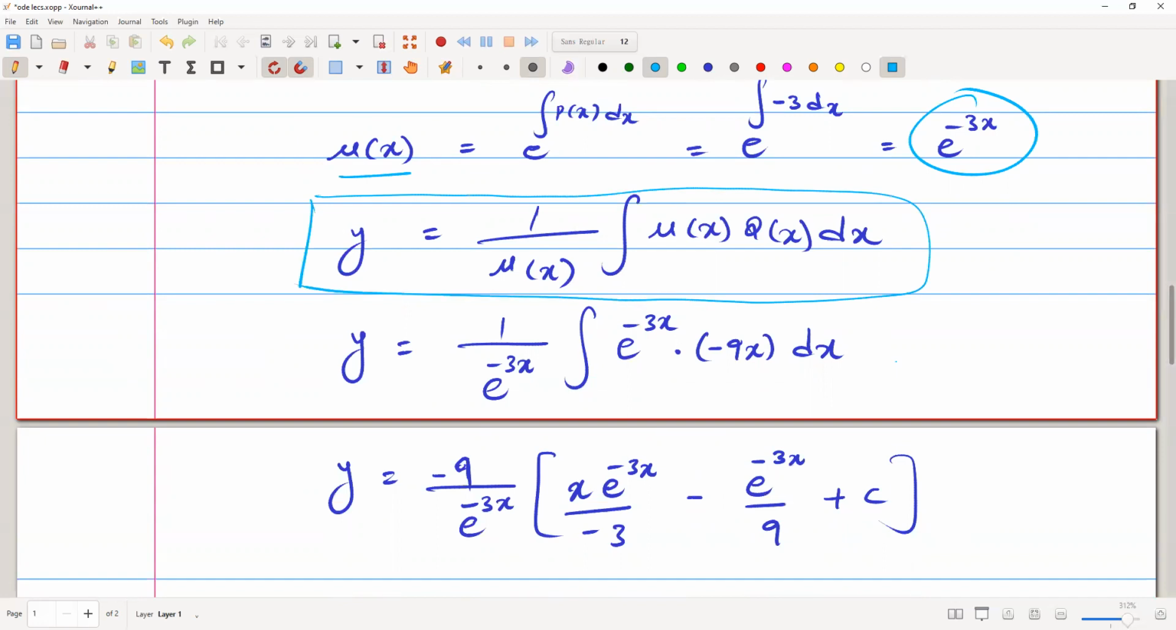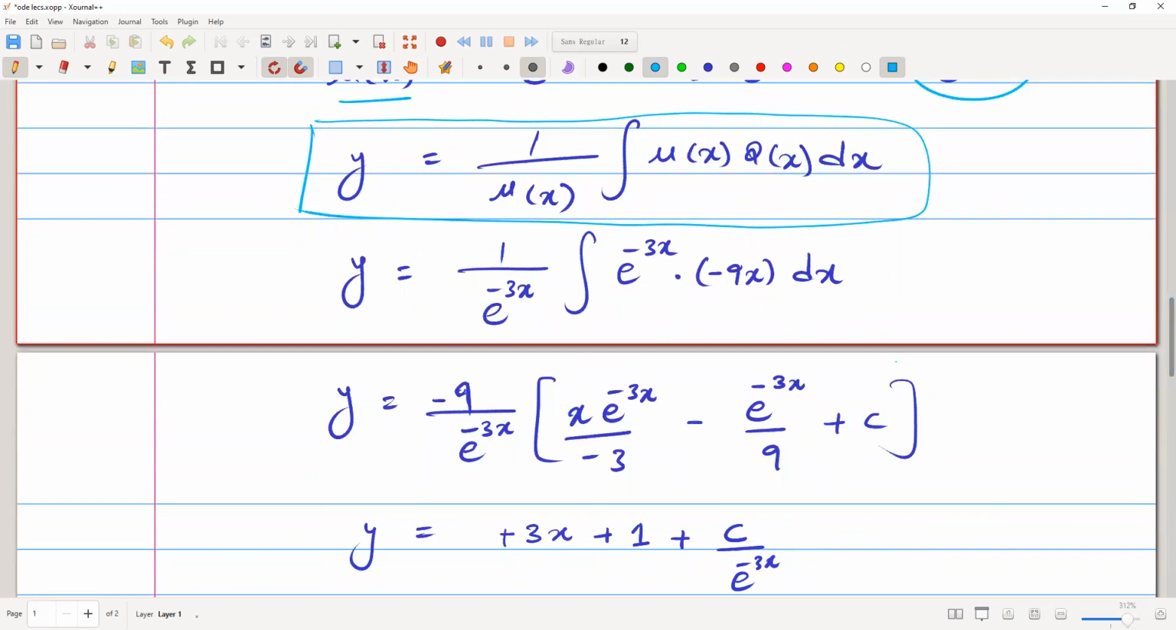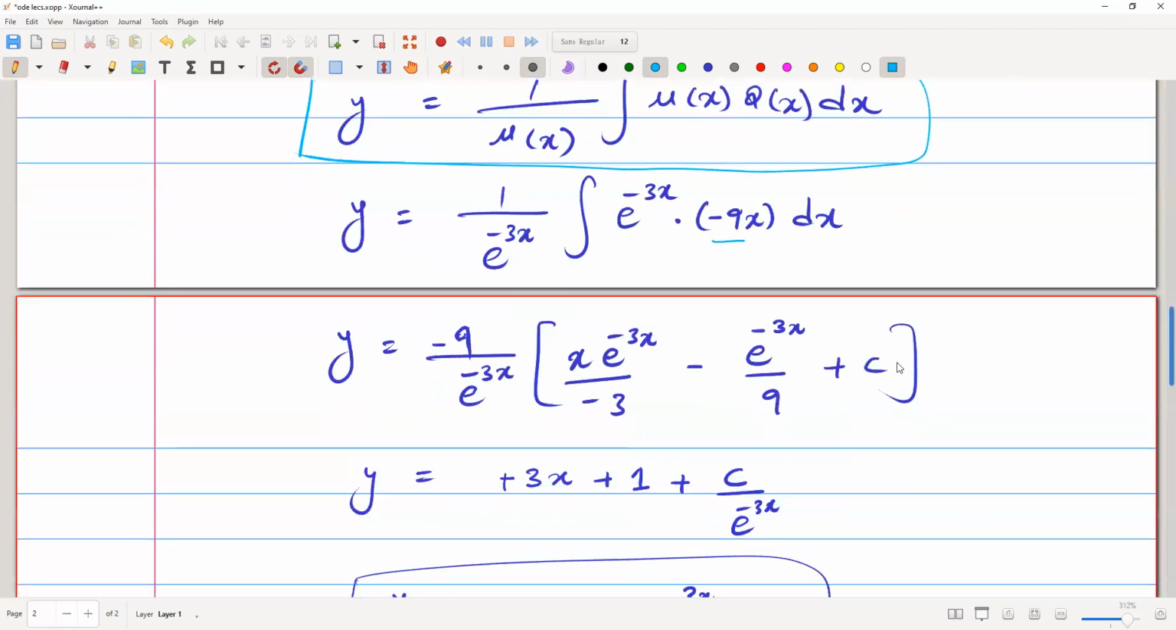So y equals 1 over e to the power -3x times the integral of this function. And we know that for the integral of this function, we can use integration by parts. We can take out this -9 outside the integral because it's a constant, and then apply the integration by parts rule here. So it will be x times e to the power -3x over -3 minus e to the power -3x over 9 plus c, that is the constant of integration, right?